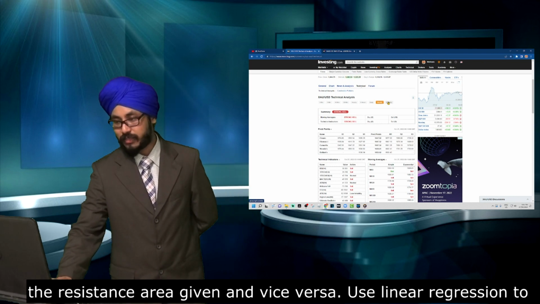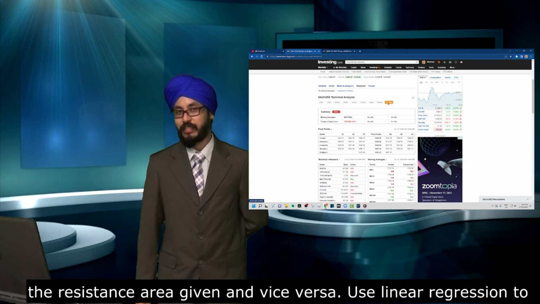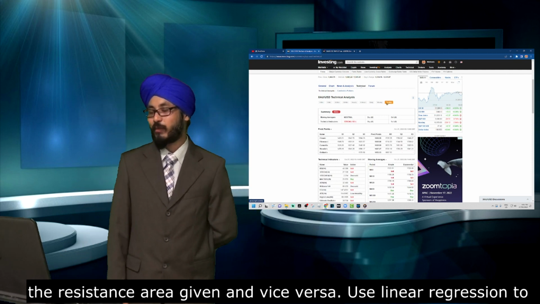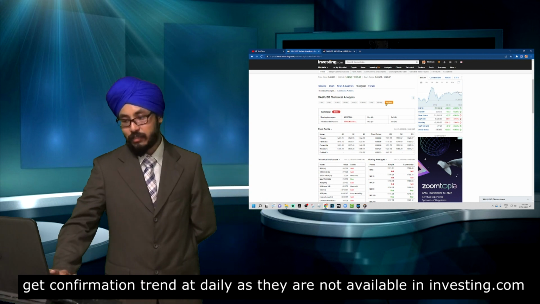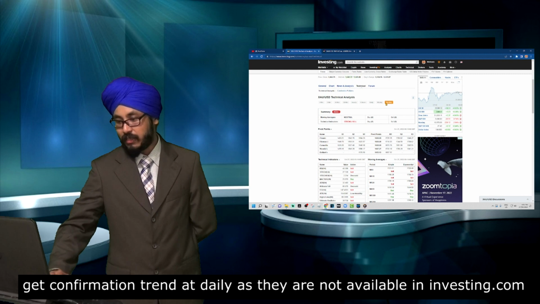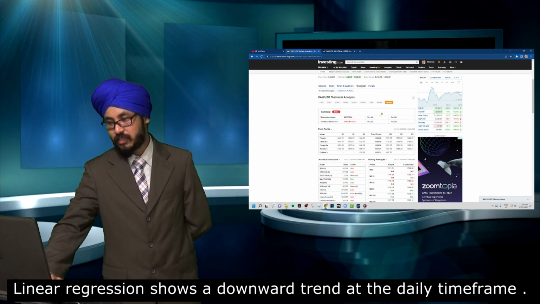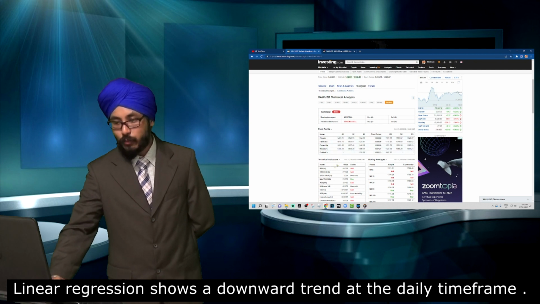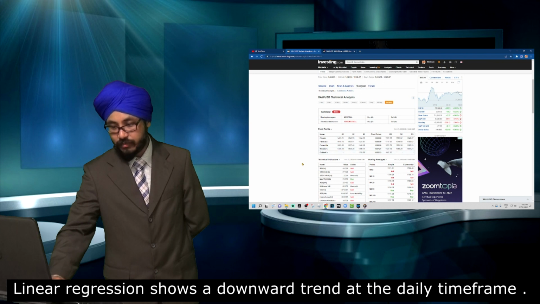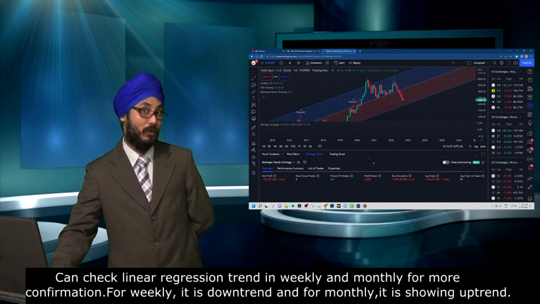So what we can do is use another indicator to see where the direction of the market will be heading, which is known as linear regression. As you are able to see here for the daily, our linear regression shows us a downtrend. So we can check our linear regression at the weekly as well, which will also show us a downtrend.